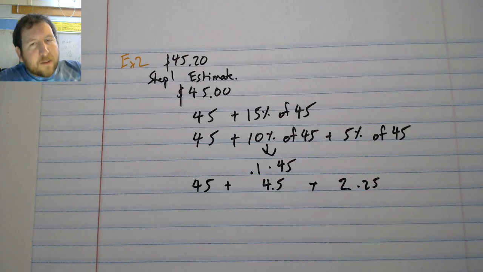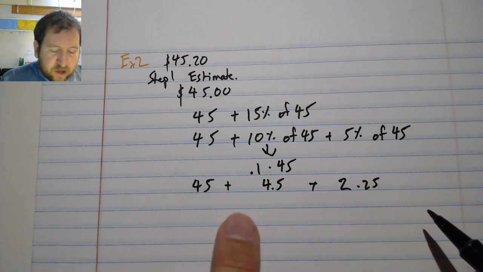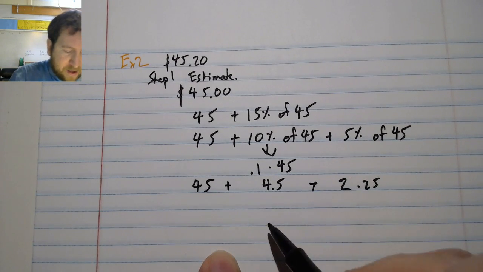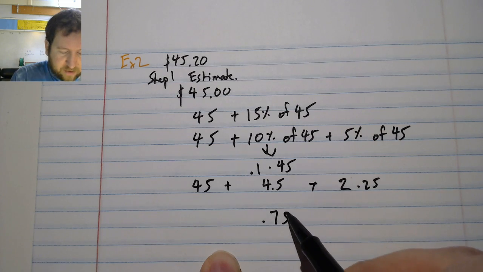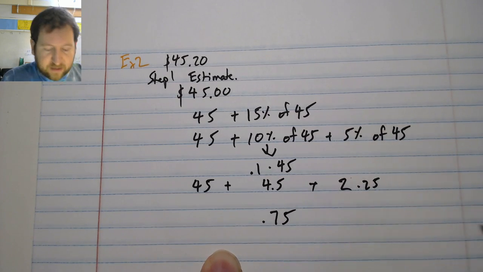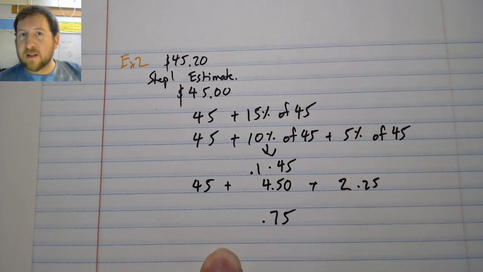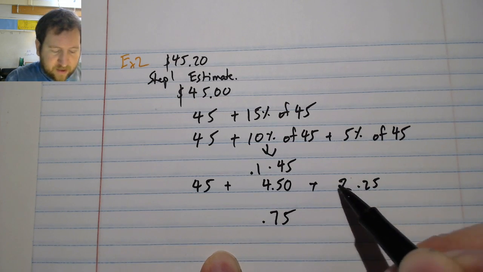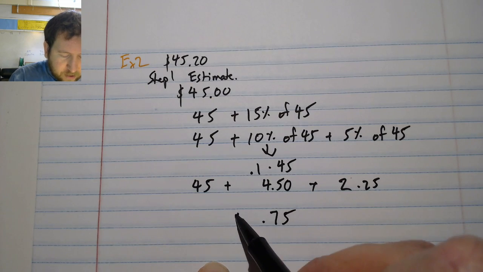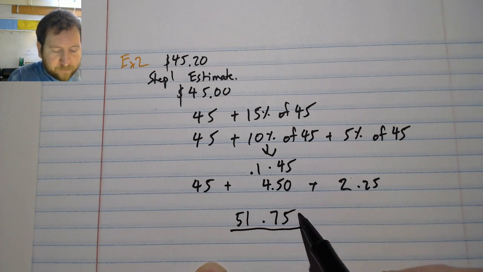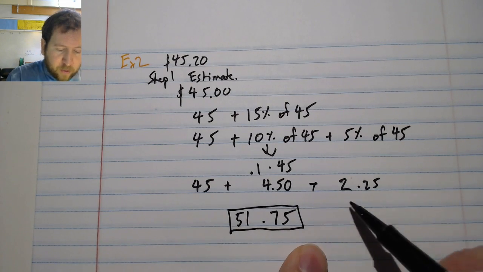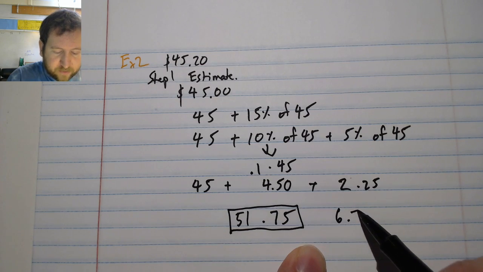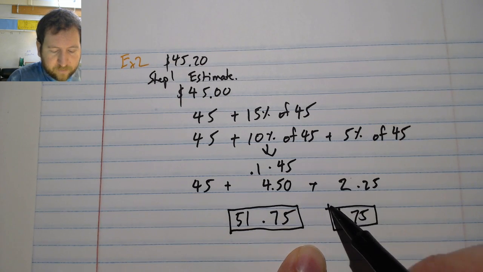This one's a little complicated for me to do in my head, but I should be able to add it all up. I have 75 cents, 25 plus 50 cents. Remember, this is 50 cents because my 5's in the tenths place. I have $4, $5, plus 45 is going to give me a total of $51.75 with a tip amount of $6.75.